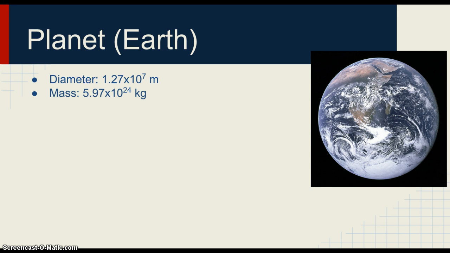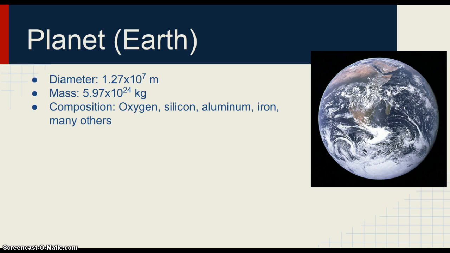The mass of the planet, 5.97 times 10 to the 24th kilograms. Very, very, very massive. And Earth isn't even that big of a planet. Composition, made out of some of the same stuff as humans, oxygen, but also silicon, aluminum, iron, metal things, rocky things. The age of the planet Earth, about 4.54 billion years. Very old. Not as old as some things, but still very old.